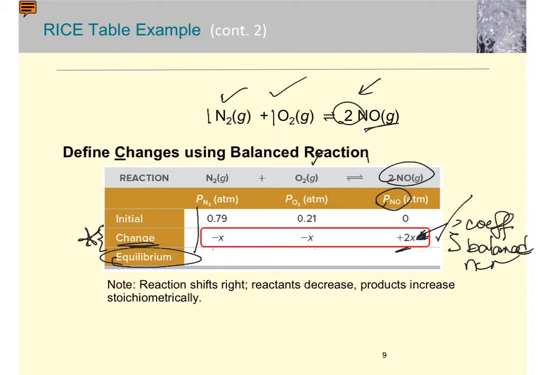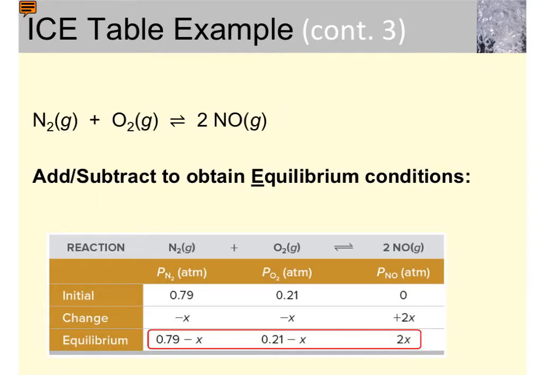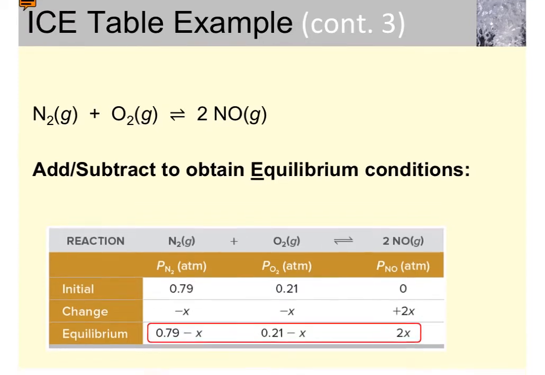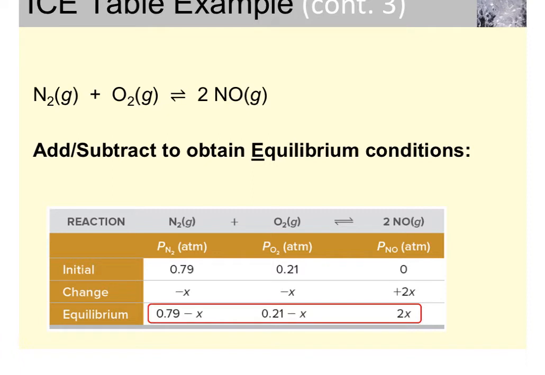So treat each column as a math problem. So equilibrium pressure for nitrogen would be 0.79 minus X. For oxygen, 0.21 minus X. And for nitrogen monoxide, 0 plus 2X, of course, just 2X. And this is a little bit neater rendition of that. So now you have the equilibrium concentrations. What are you going to do with them? Now you can substitute these equilibrium values into the equilibrium expression. So remember what that is for this.